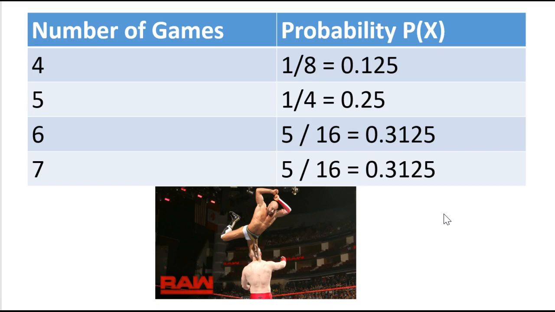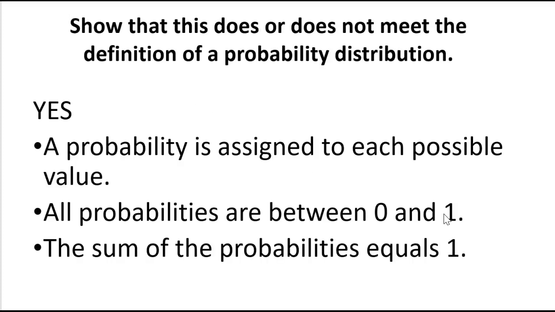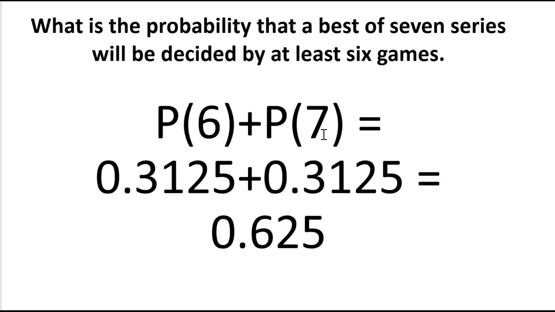We can use the probability distribution to help us answer some questions. So for example, what is the probability that the best of 7 series will be decided by at least 6 games? Well, to be decided by at least 6 games, that means the minimum number of games played is 6. So they could play 6 or they could play 7. To find that probability, what we'll need to do is add together the probabilities for 6 games and 7 games. And you'll see that's what we've done here. So we find that the probability that a best of 7 series will be decided by at least 6 games is equal to 0.625.